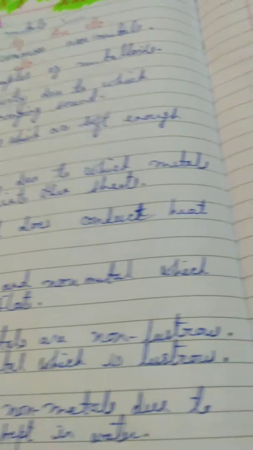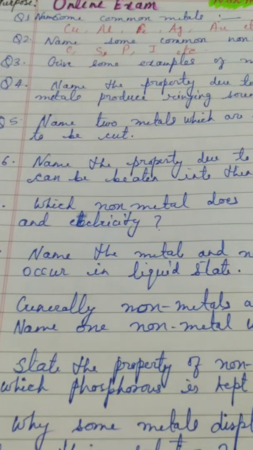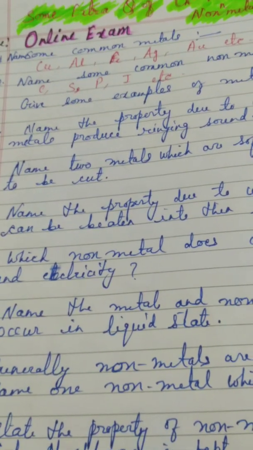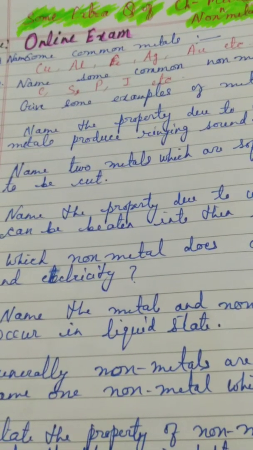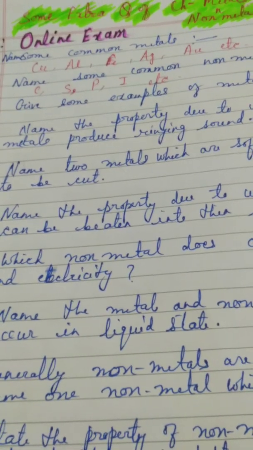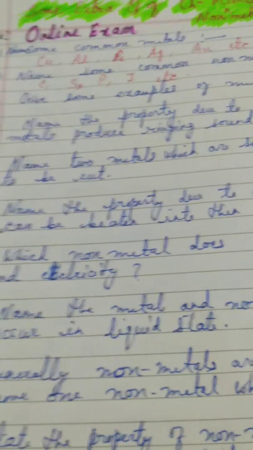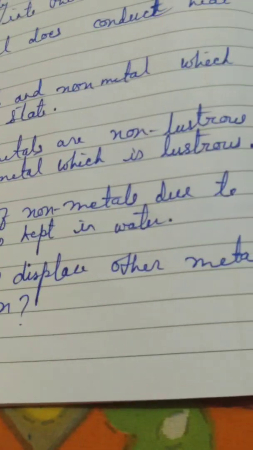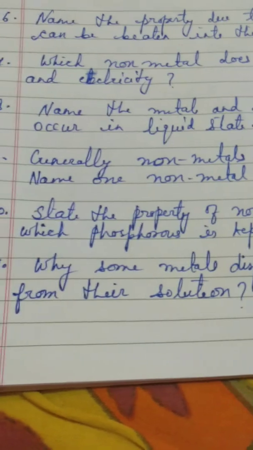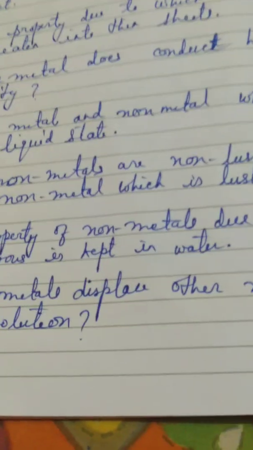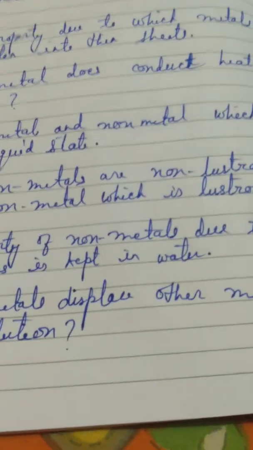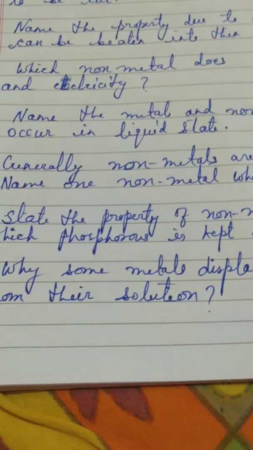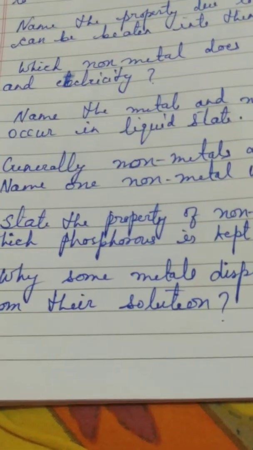Name the metals and non-metals which occur in liquid state. Just one metal is found in the liquid state, and that is mercury, and just one non-metal is also found in liquid state, and that is bromine. Now, generally non-metals are non-lustrous, but you have to name one such non-metal which has luster. So boys, I am giving you this information now, and you will remember it always: iodine is a non-metal which has a natural shine in it.